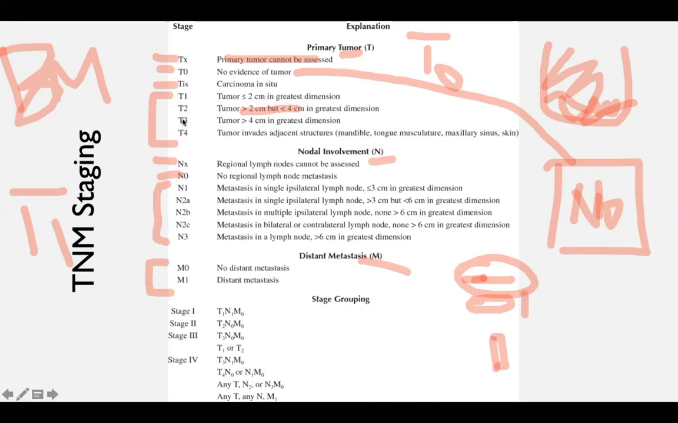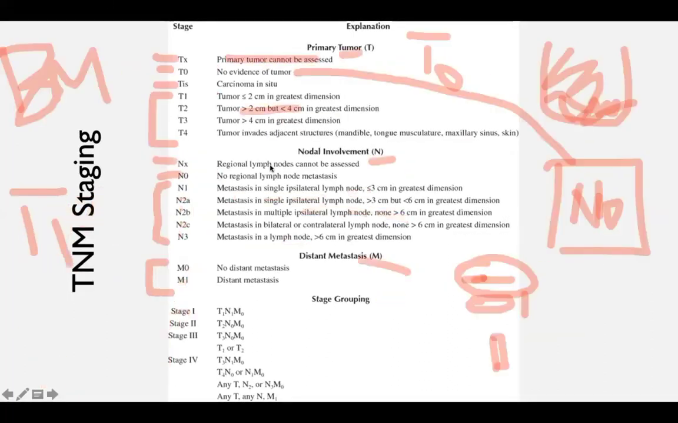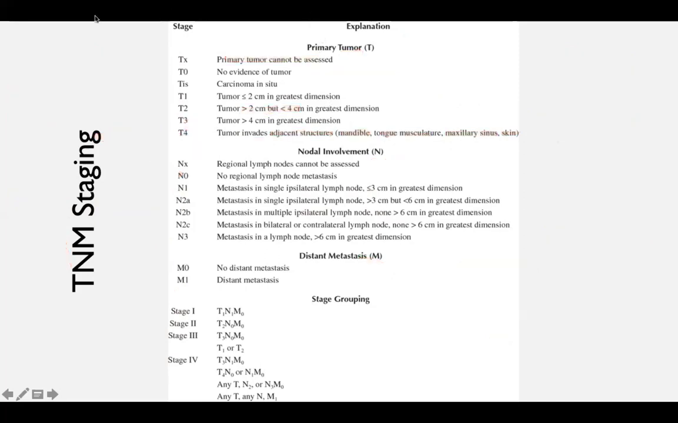And T4, of course, the last stage, is always extension. What do you mean by extension? When it is an invasive tumor, the last stage is always invasive, where it invades adjacent structures and goes beyond the oral cavity margin, which includes mandible invasion, bone invasion, tongue musculature, the muscles of the tongue, extrinsic, intrinsic, maxillary sinuses, and then skin. If these adjacent structures are involved, if there is invasion, then there is the last stage T4. Same is the case for the lymph nodes.